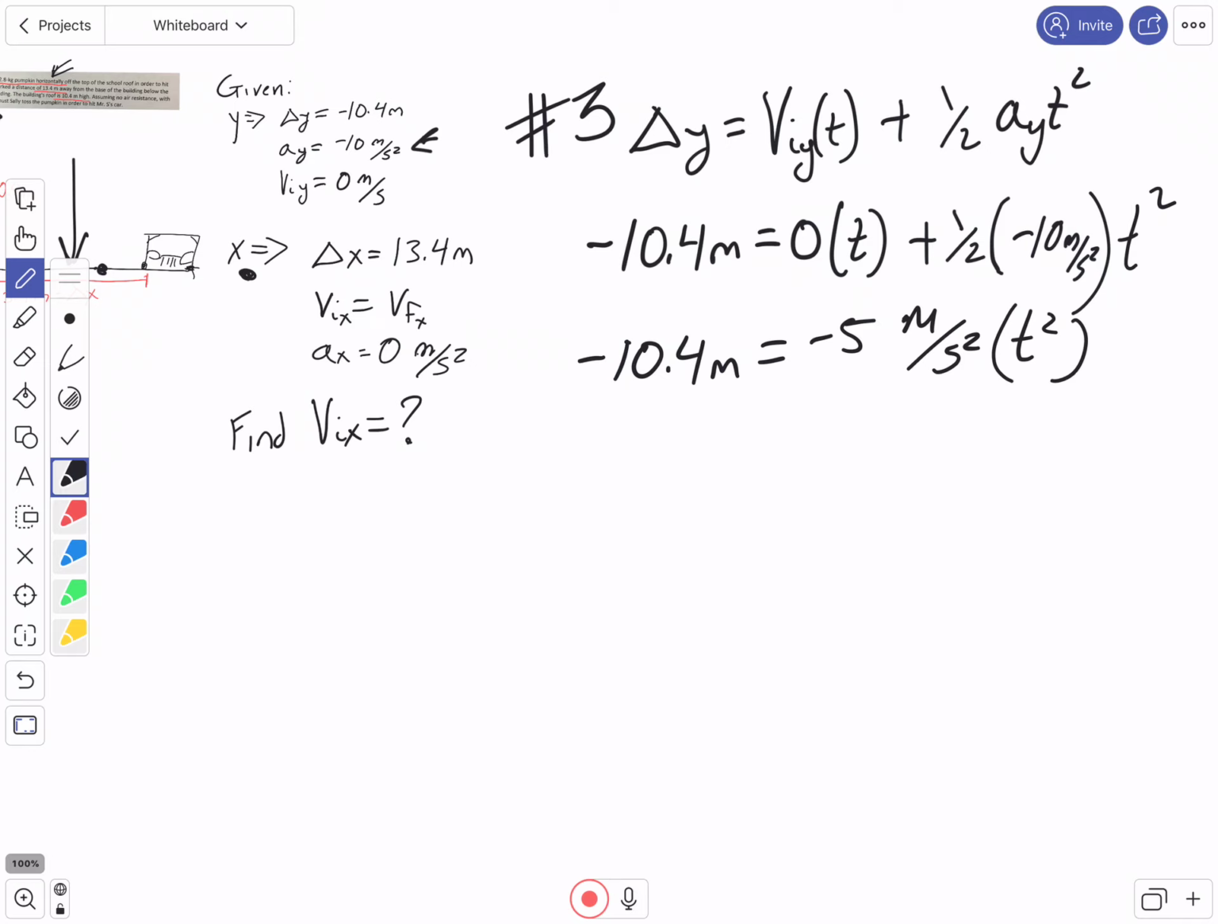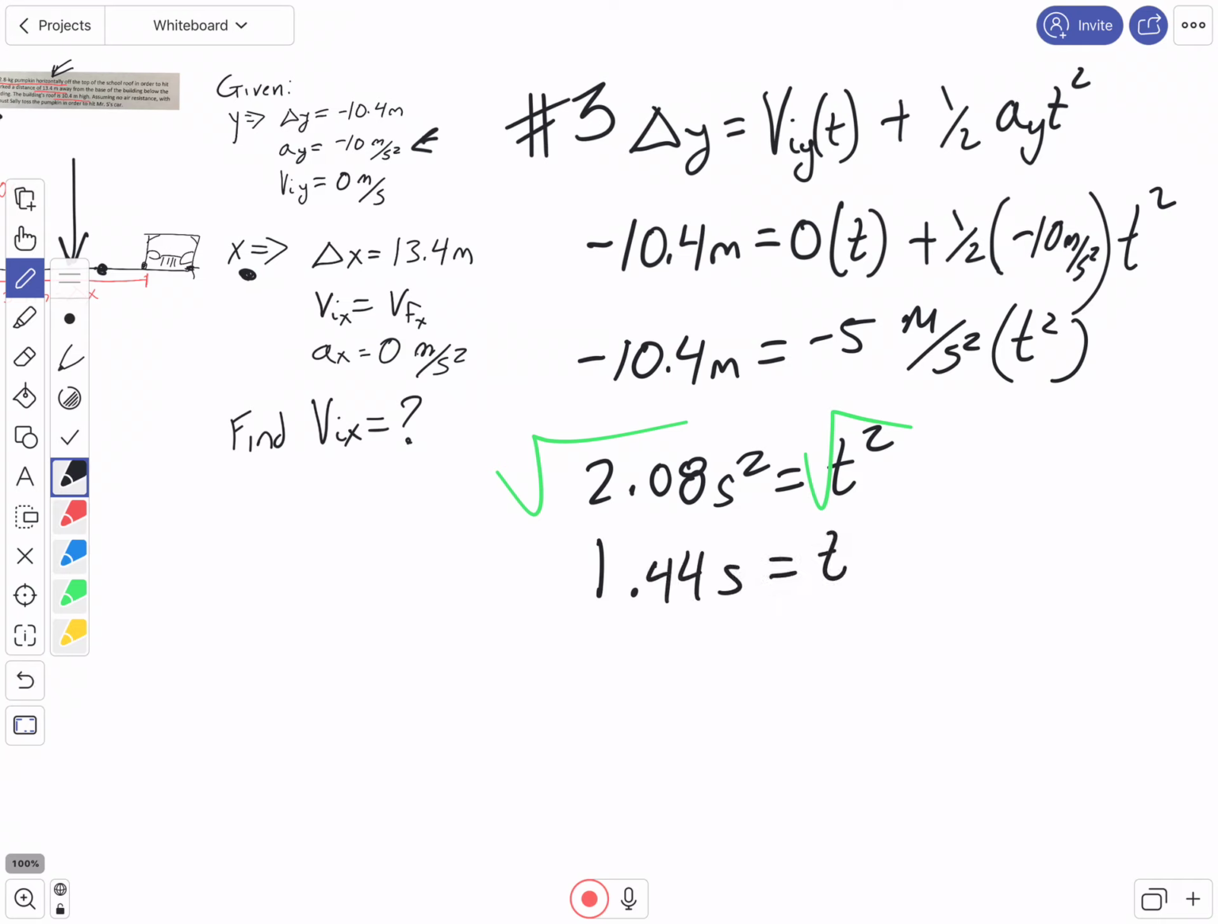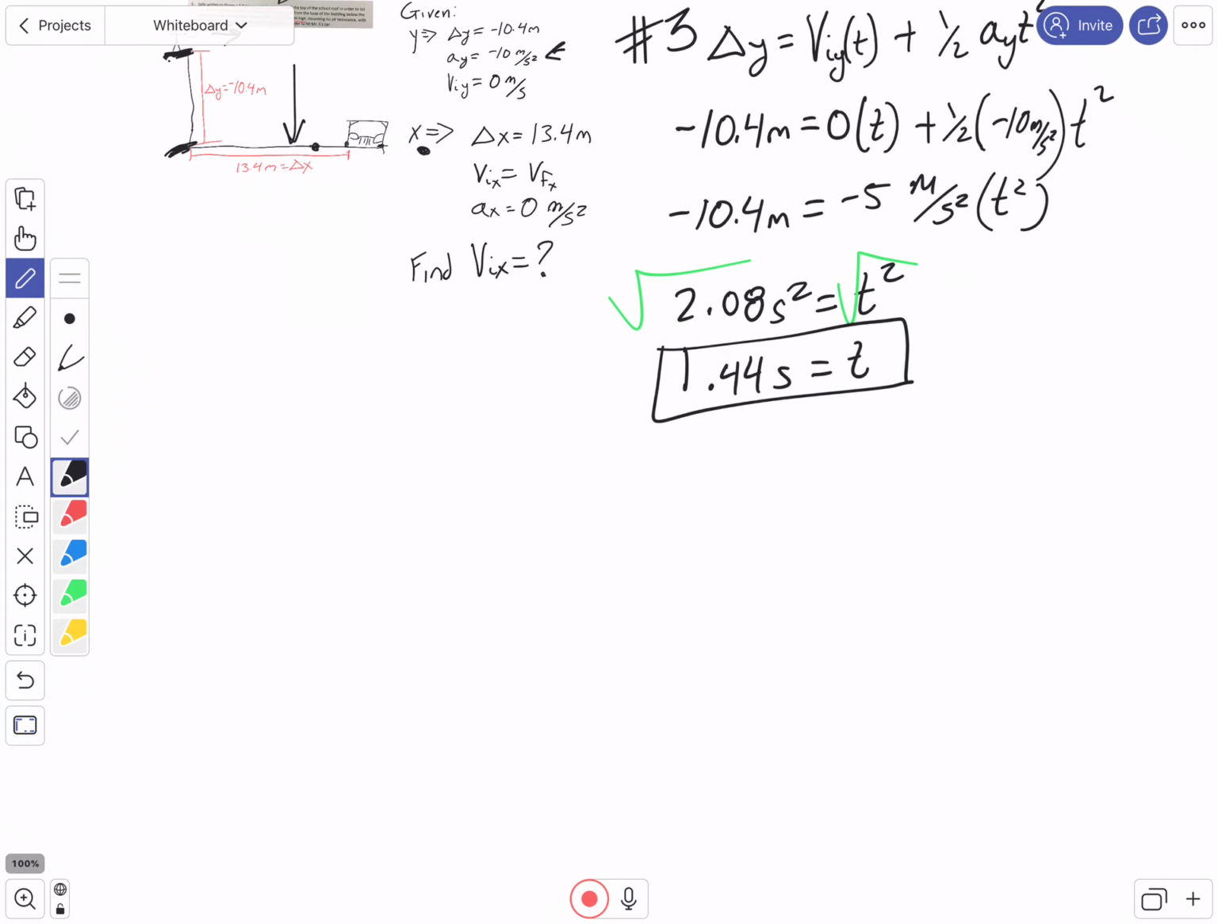So now if we divide negative 5 from both sides, that would give us 2.08 seconds squared is equal to time squared. And then we take the square root of both sides, and that's going to give us 1.44 seconds. And that's equal to our time. So that's how long she has to get it over to the car.